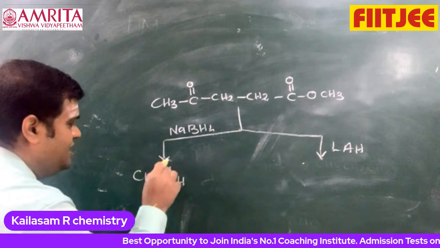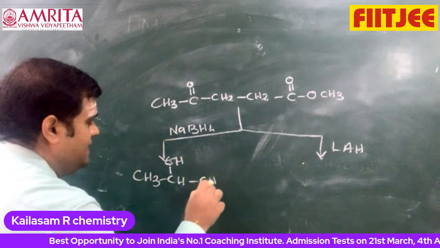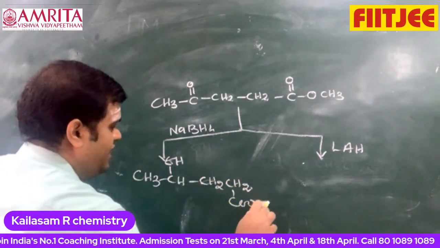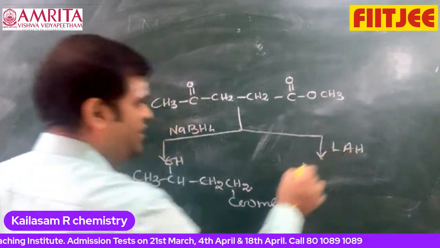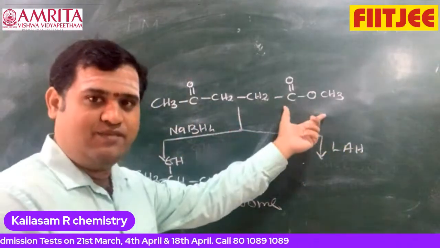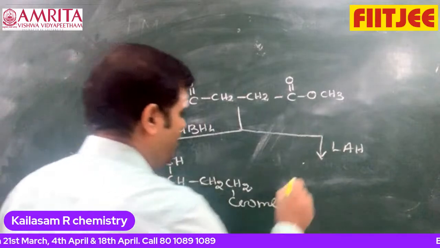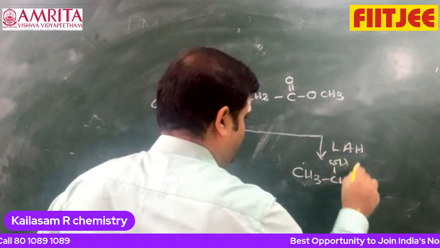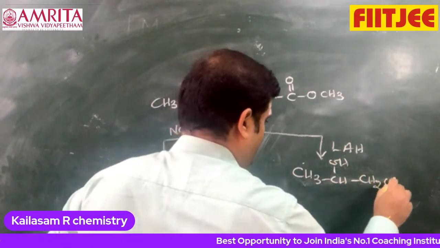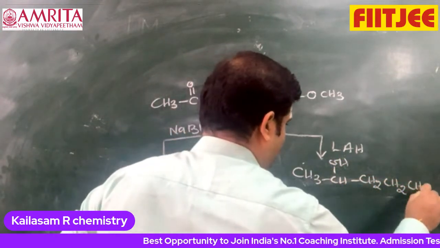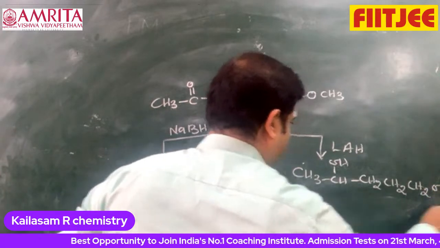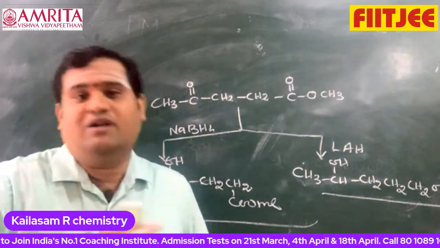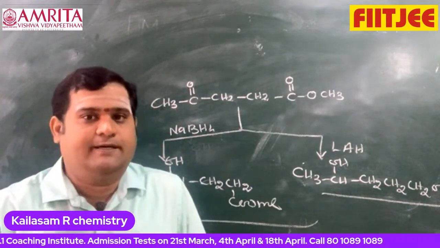I am going to get the compound CH3, CHOH, CH2, CH2, COOMe. But in the case of lithium aluminum hydride, it reduces ester as well as the carbonyl compound. I am going to get CH3, CHOH, CH2, CH2, CH2OH. That's all. This is what they will ask from the examination point of view.